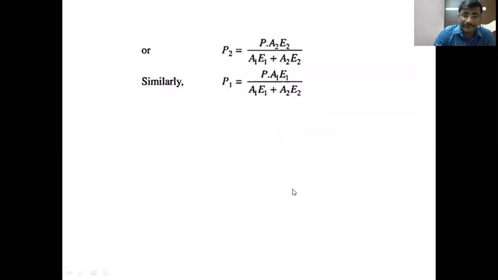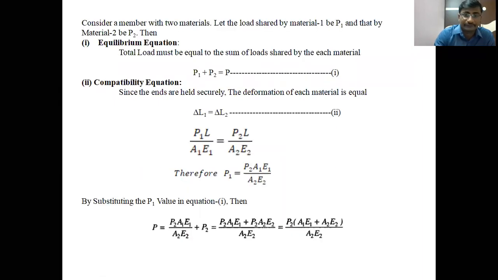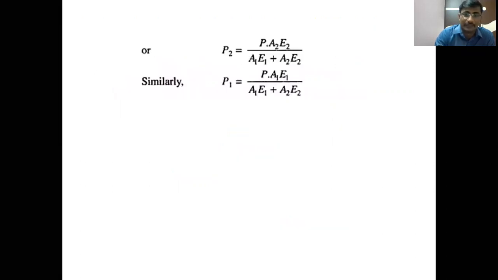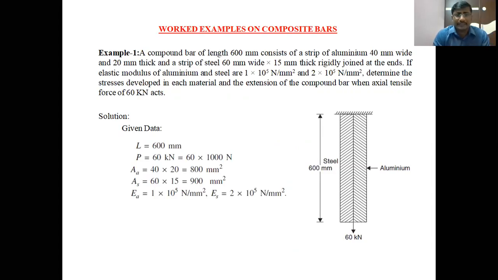Clear, students? This is a composite bar. These are the two equations, the equilibrium equation and the compatibility equation. By these two equations, we can analyze these types of problems to calculate the stresses in each material. Clear, students? Let us go for the worked examples on composite bars.